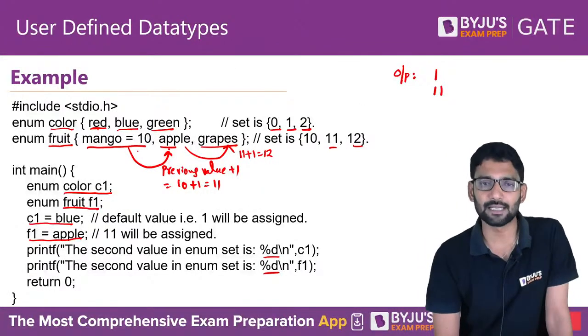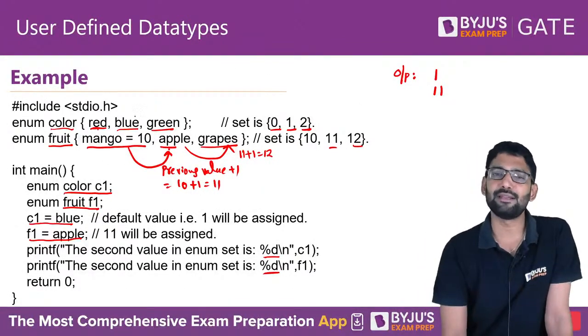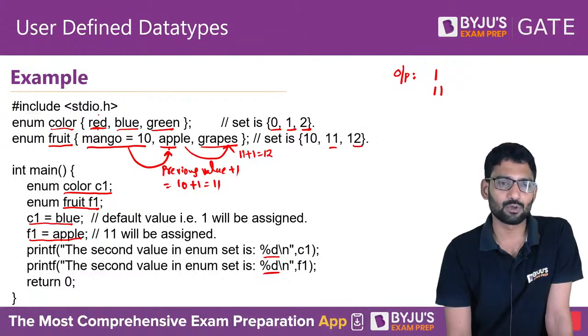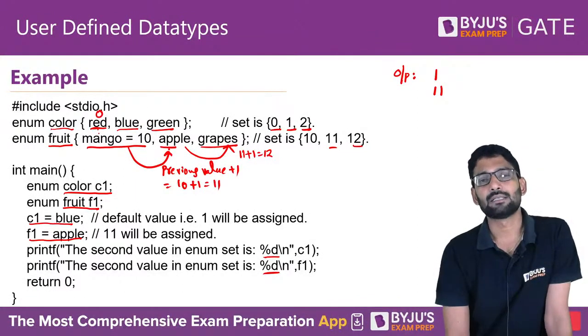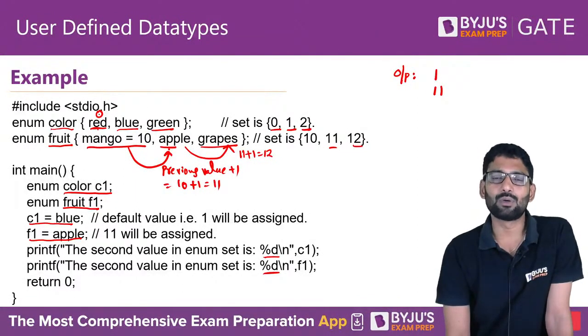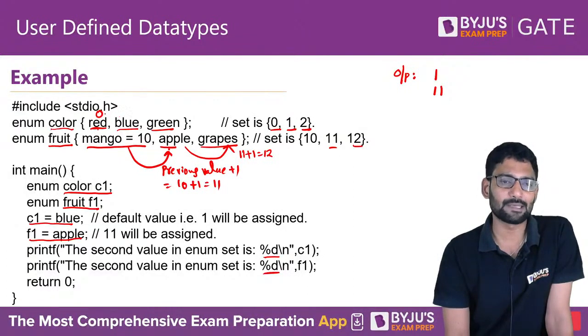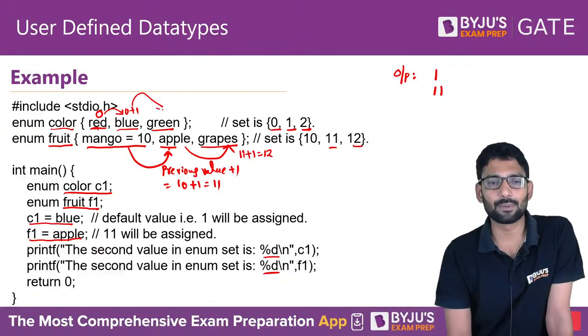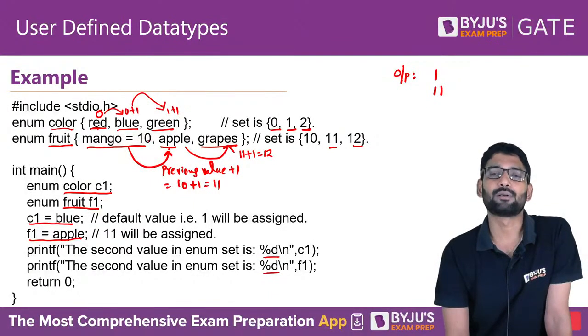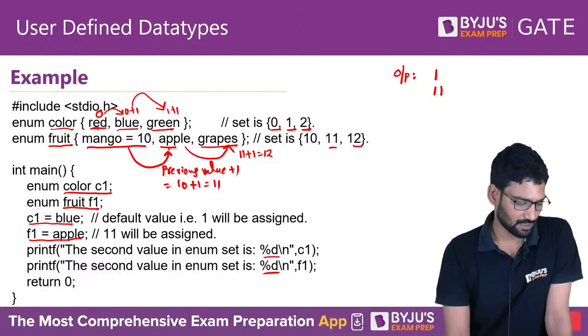Whereas in this color case, you have not assigned any value for any variable. So by default it takes 0. Now, red got 0, so 0 plus 1 would be for blue, and 1 plus 1 would be for green. Understood, Shyam?